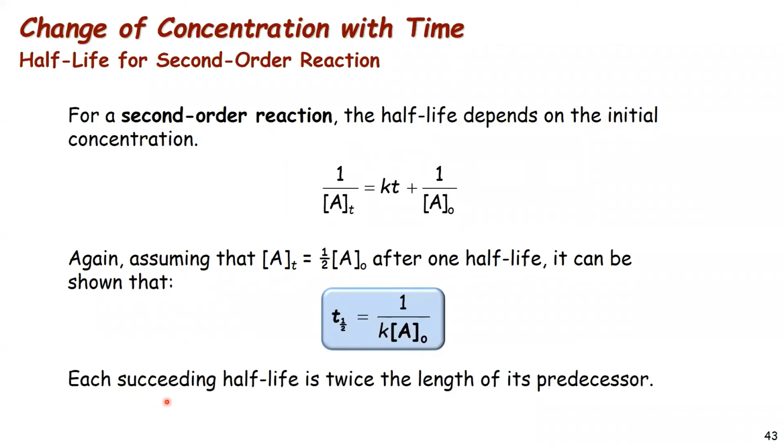So again, each succeeding half-life this time is twice the length of its predecessor, unlike the first order where it was just the same every given amount of time you lost half. In this case, after a given amount of time you lose half, then you have to double that time to lose the next half, then double that time to lose the next half, and so on and so forth. Okay. But I'll show you again, it's easier just to use the equations than try to figure out how many half-lives. But we'll do problems like that tomorrow, okay?